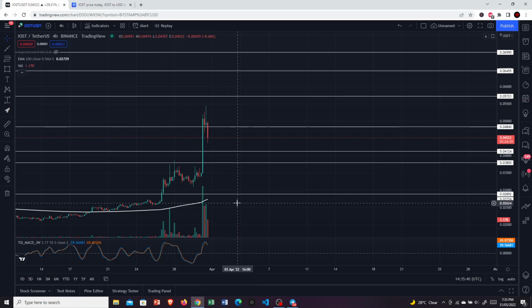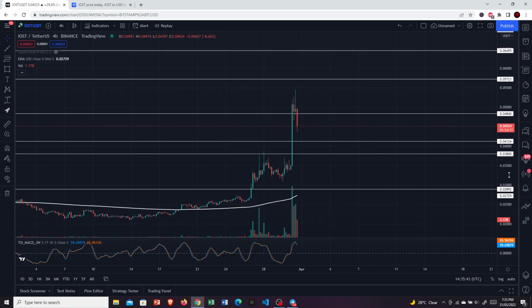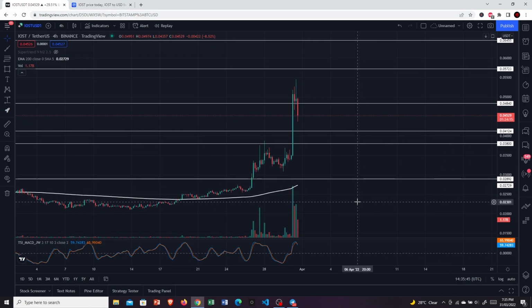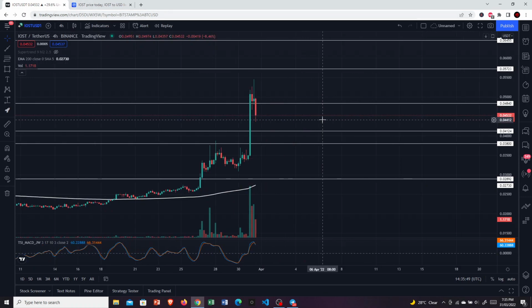You should be using EMAs to identify the macro trend and the micro trend based on the time frame, and I suggest you buy at these supports. If you have already bought IOST somewhere over here, make sure to place a stop loss and manage the risk properly.